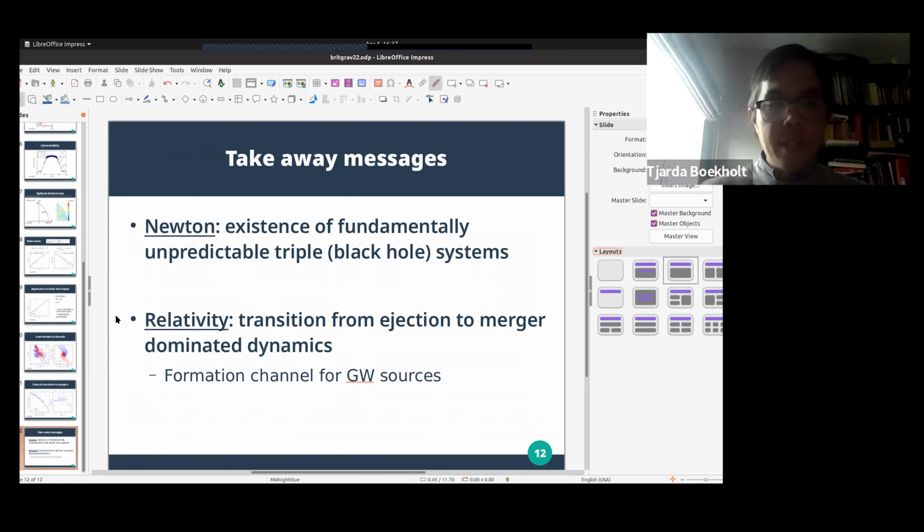So the takeaway message is twofold. One, Newton shows there's the theoretical existence of fundamentally unpredictable triple systems, which could be black hole systems. When you add relativity, there's an interesting transition from ejection to merger-dominated dynamics. And so these chaotic triples could be interesting formation channels for gravitational wave sources. And that's all. Thank you very much.